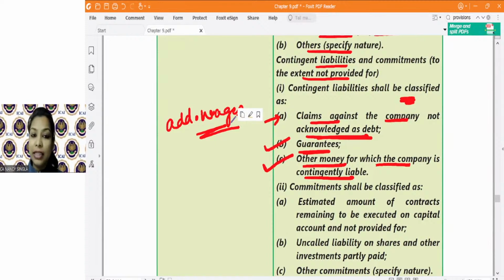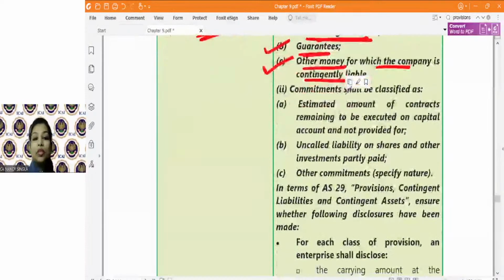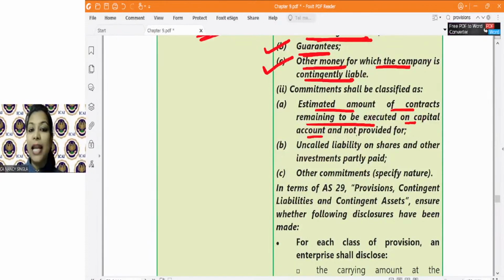Okay, guarantees, other money for which the company is contingently liable. Clear? Further, commitments. So this was with respect to contingent liability disclosure. Now with respect to the commitments, these shall be classified as estimated amount of contracts remaining to be executed on capital account and not provided for. So the contracts that are pending, remaining to be executed, and for which you have not made a provision. Why was the provision not made?